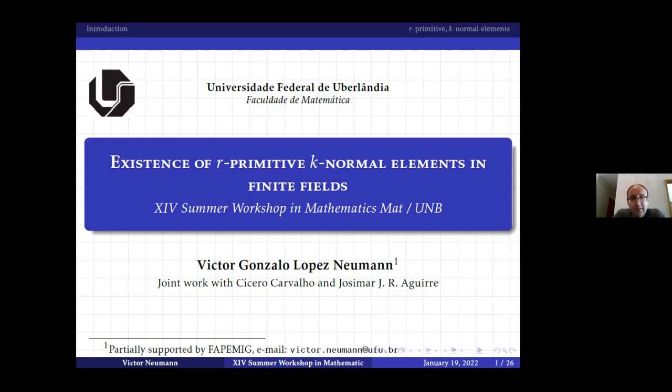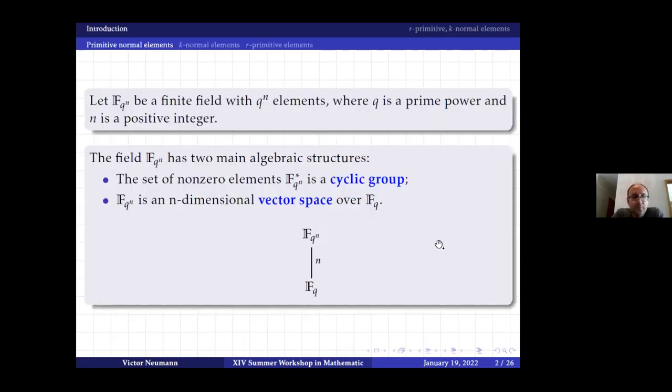We'll talk about existence of r-primitive k-normal elements in finite fields. This is a joint work with Cicero Carvalho and Josimar Aguirre. We begin by defining this field, F_q^n, the finite field of q^n elements, where q is a prime power and n is a positive integer. This field has two main algebraic structures. Without zero it is a cyclic group, and it is also a vector space over F_q of dimension n.